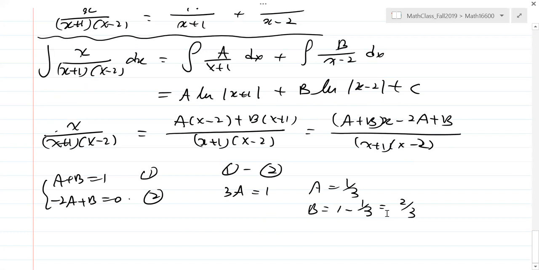I gave you 4 credits, right? All you have to do is put a note here where A equals 1/3, B equals 2/3, right? That's enough, okay. And how did I get that? Just a couple lines.